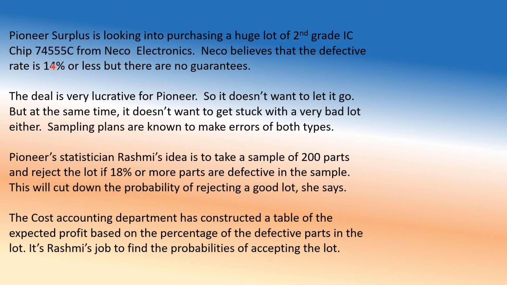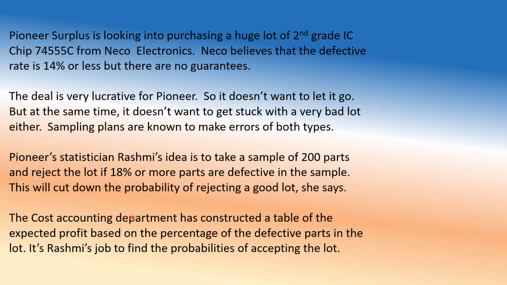So you lose money. So the statistician Rashmi has this idea: take a sample of 200 parts from this lot and reject the lot if 18% or more are bad. Now remember, our target is 14%, but we are saying up to 18% bad is still okay, because we know in a sampling, sometimes 15 will show, sometimes 16 will show bad. So this way, they increase the probability of accepting the lot and decrease the probability of rejecting a good lot.